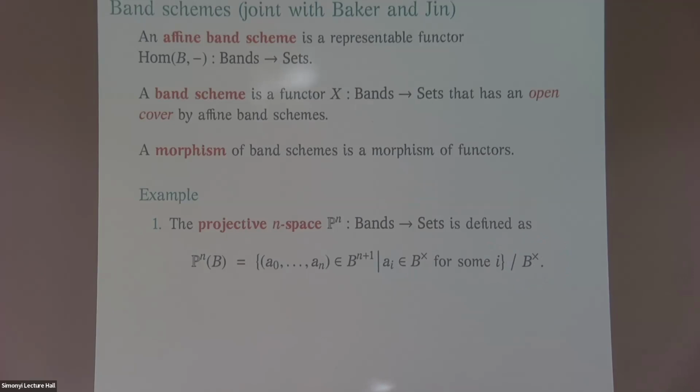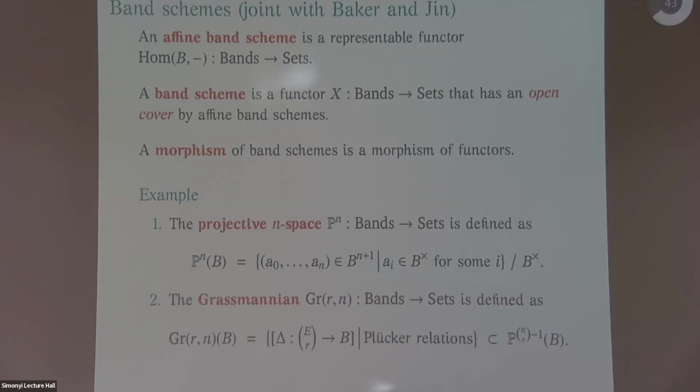Okay, and then the most interesting example for this talk are Grassmannians. So the Grassmannian Gr(r,n) is a functor from bands to sets that sends a band to the set of all homogeneous coordinates. It's a subset of P to the n choose r minus 1. Tuples like this, modulo diagonal scaling, such that the Plücker relations are satisfied.